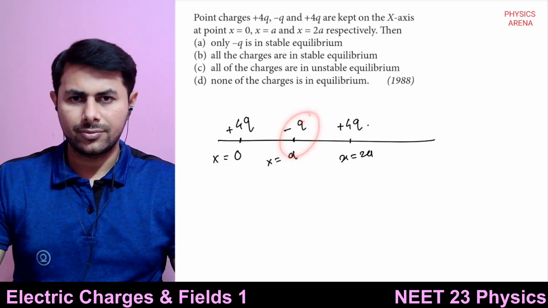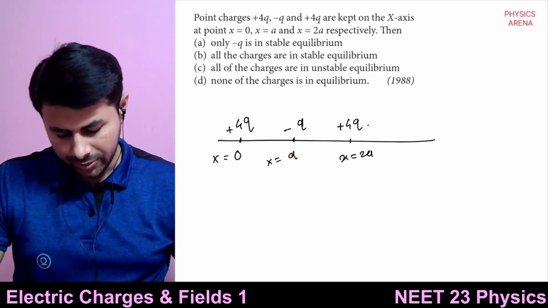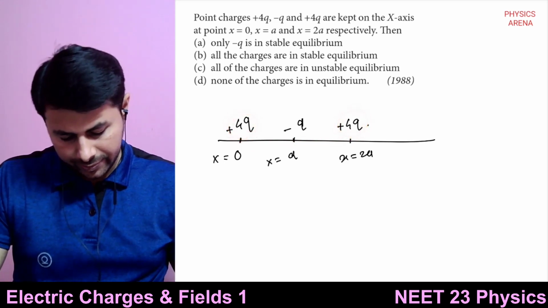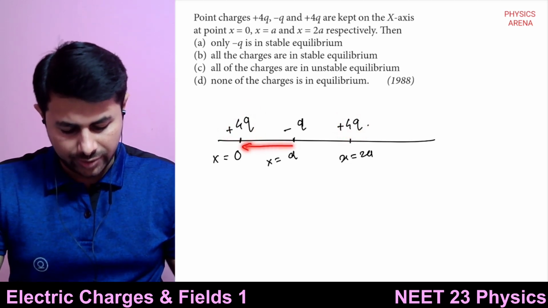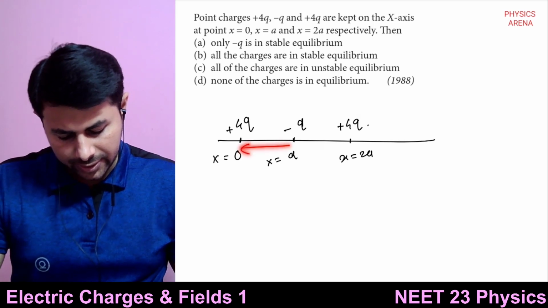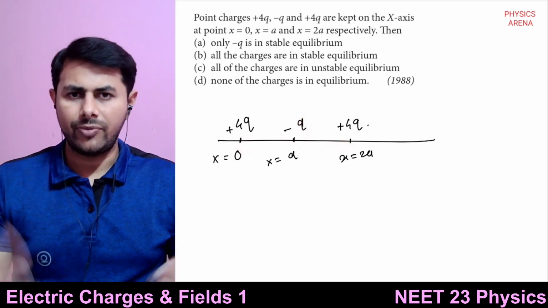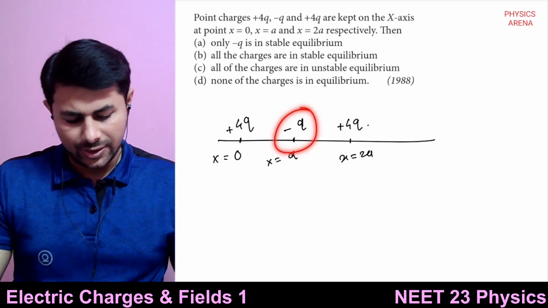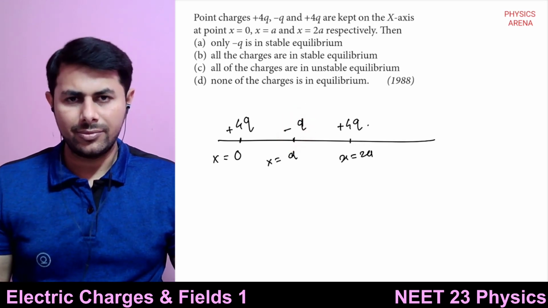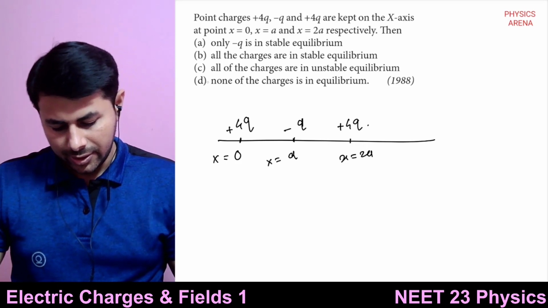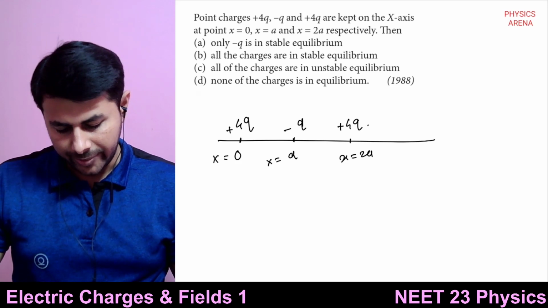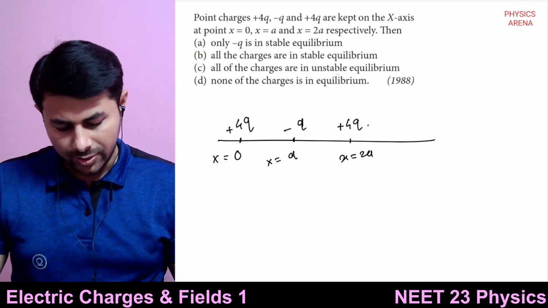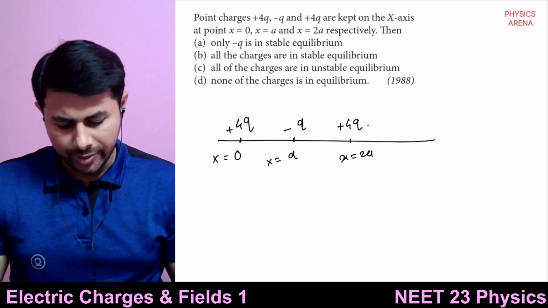But what about this charge? So see, small q, it is pulled by this charge and it is pulled by this charge. And since these two charges are equal, and the distance is also equal from this charge, the net force on this charge is 0. So that means this charge is in equilibrium. Got it? So none of the charges are in equilibrium is wrong. All charges are in equilibrium is also wrong. All of them are neither in stable or unstable equilibrium. So option A is only correct.